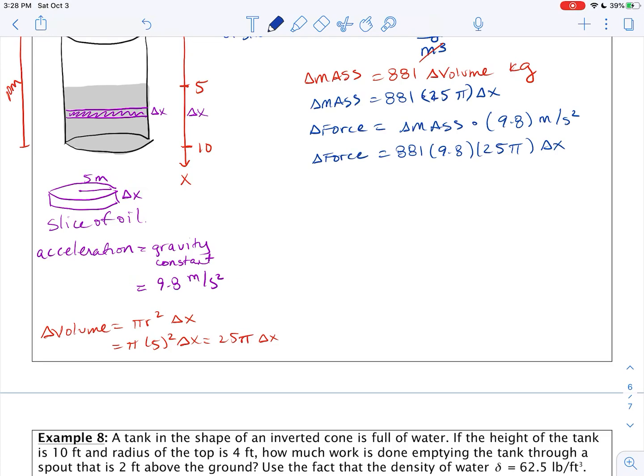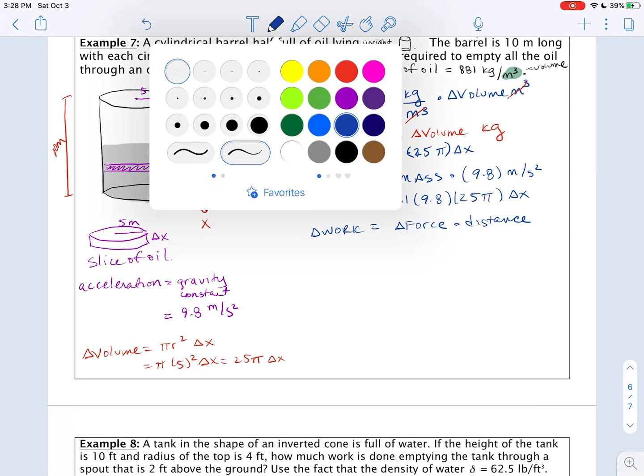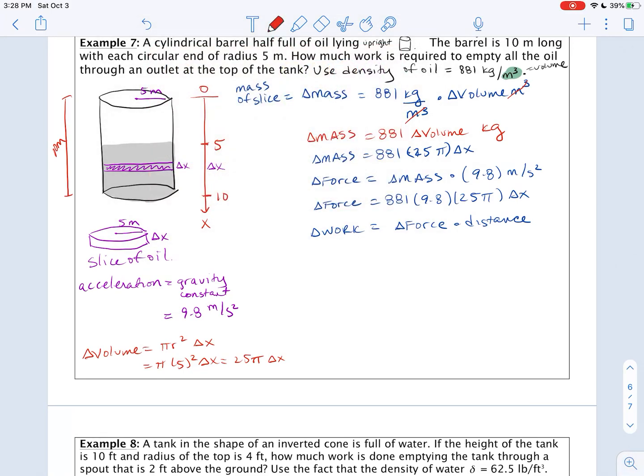What is my delta work? My delta work is going to be the force on that slice times the distance traveled by that slice, right? And the distance traveled by that slice, remember, that's why we want to put 0 at the top of the tank. What is going to be the distance to my slice?